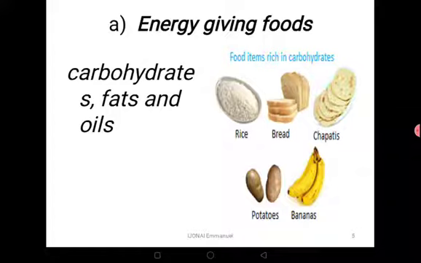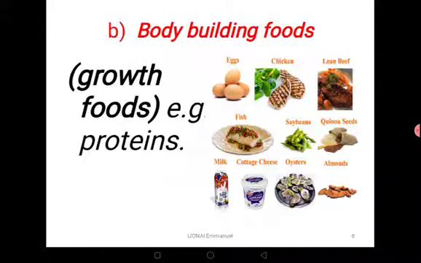I want you to name other 5 sources of the energy-giving food. What else do you eat to get energy apart from those that we have named? I want you to give me other 5 foods that you eat.